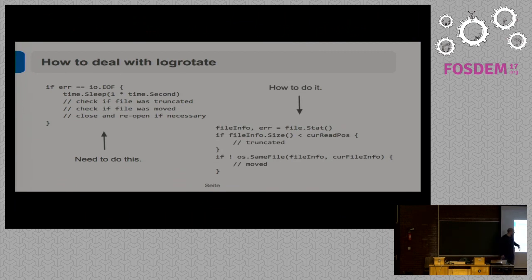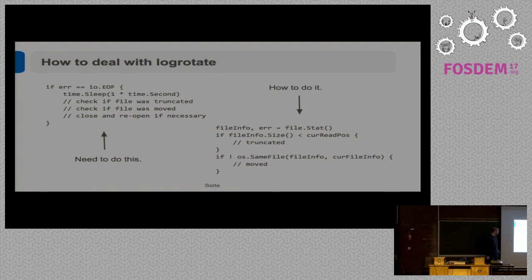And with the current size and your current read position, you can know if it was truncated or not. And in order to check if the file was moved, there is a pretty handy function in Go's OS package. It's called os.SameFile. And this gives you true if it's the same file and false if it's not the same file. So in Linux, it probably compares inodes, which represent the file uniquely on disk, and on Windows, it does other things, but it works, right?